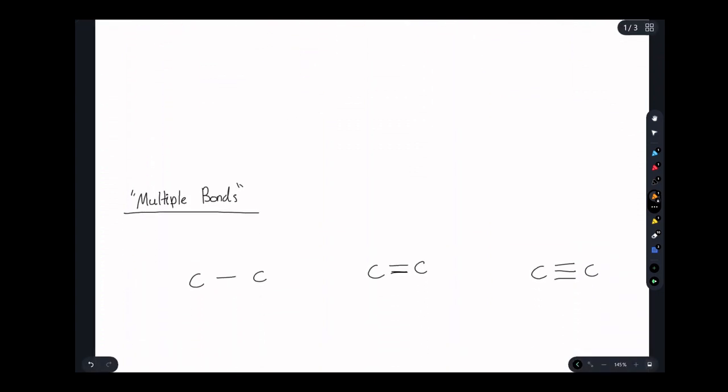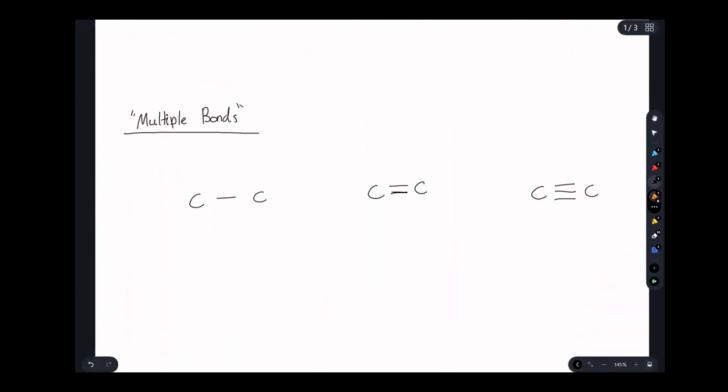So, one more thing to quickly discuss about bonds is the concept of multiple bonds. We'll go into much more detail on this in the Lecture 2 series about hybridization. But for now, I just wanted to introduce the idea of the single bond being what's called a sigma bond.